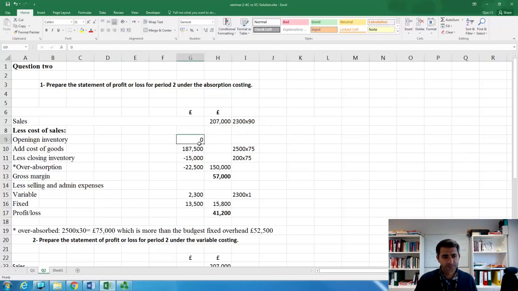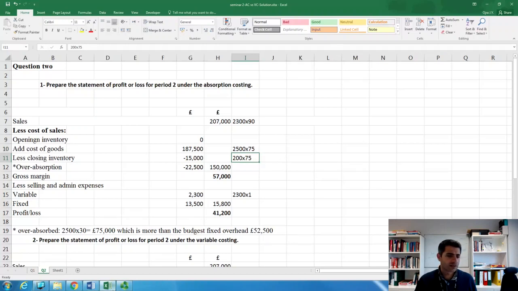Now if you look at the cost of sales, what you need to do here: 0, of course, is the opening inventory. You need to add the cost of goods manufactured. So the units we produced, 2,500 units, you need to multiply by 75 pounds, as we calculated. 75 pounds is the product cost per unit using absorption. You need to less the closing inventory. Remember that we have 200 units closing times 75 again.